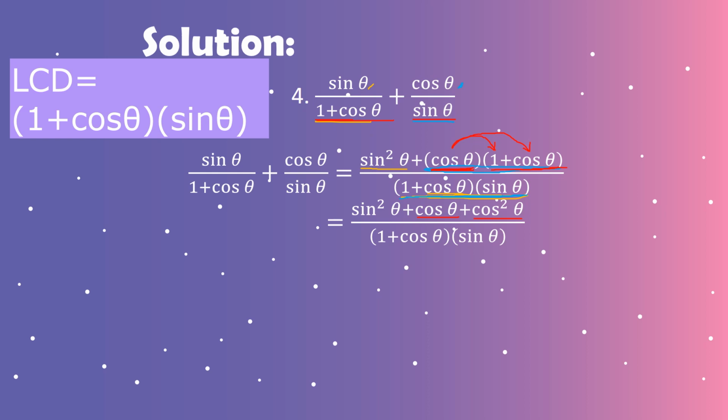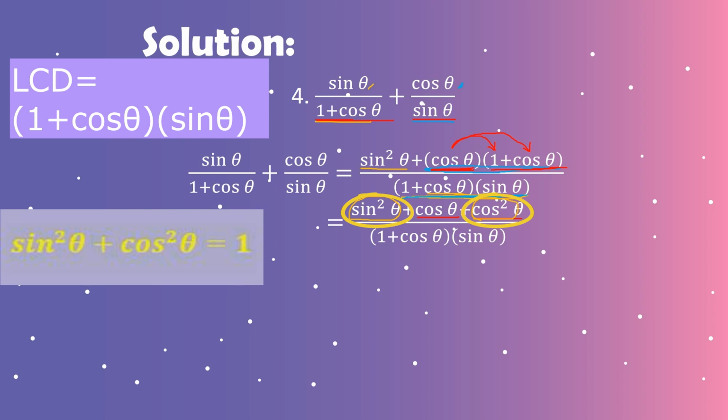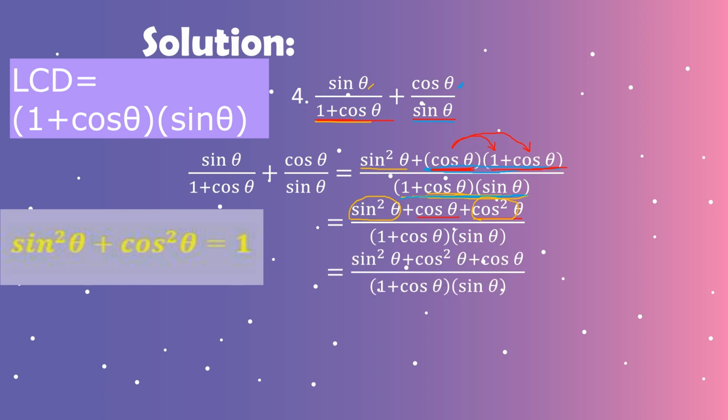What do you notice at the numerator? Meron kang sine squared theta, meron kang cosine squared theta. And that, again, Pythagorean identity ulit. Diba? Remember that sine squared theta plus cosine squared theta is equal to 1. So, we can substitute it. Kung gusto niyo, para makasigurado, you can rearrange them together para magkasama sila. Walang problema. So, that is equal to 1. So, substitute natin yan into 1. We have 1 plus cosine theta divided by 1 plus cosine theta multiplied by sine theta.